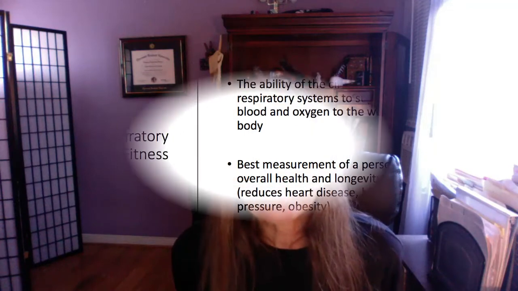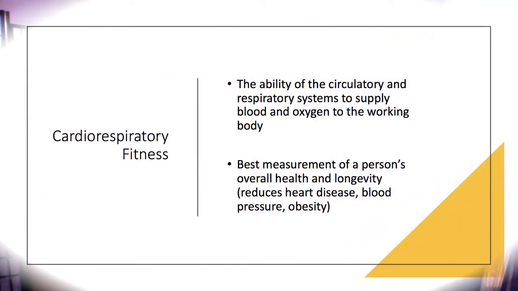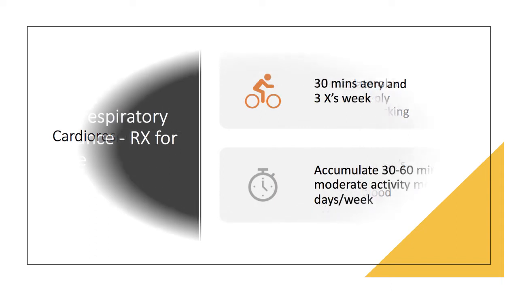And when they get much better at doing that, that cuts down our regular diseases, our lifestyle diseases. Right? So we're working out our heart and our lungs, which are basically the systems that have most to do with our overall health. So cardiorespiratory fitness is hugely important in just maintaining an overall healthy lifestyle. It's the best measurement of a person's health, and it's the best measurement of their longevity. Again, it reduces heart disease, blood pressure, obesity, all kinds of stuff.